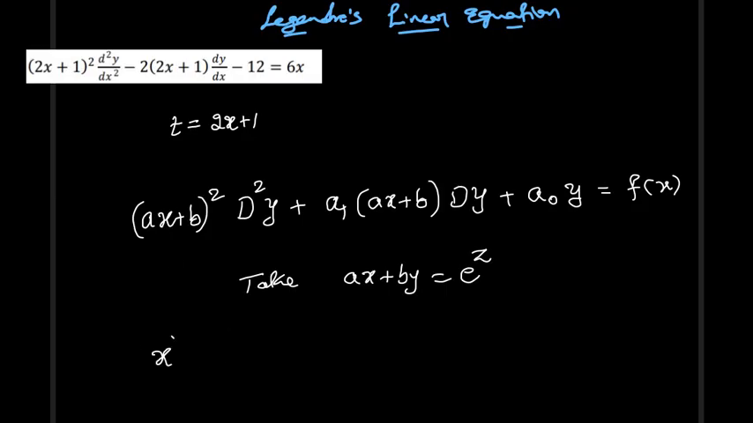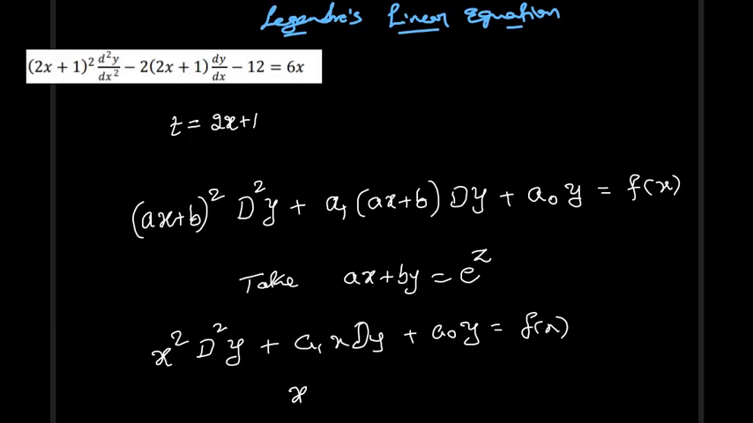The Cauchy-Euler equation looks like this: x square d square y plus some constant into x dy plus a naught into y equal to f of x, right? To solve Cauchy-Euler, we took x equal to e power z, because before d you have x and before d square you have x square. But here before d we have ax plus b, and before d square, ax plus b whole square. So that is why we are taking ax plus b equal to e power z.